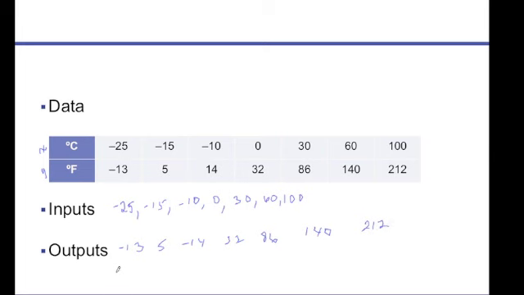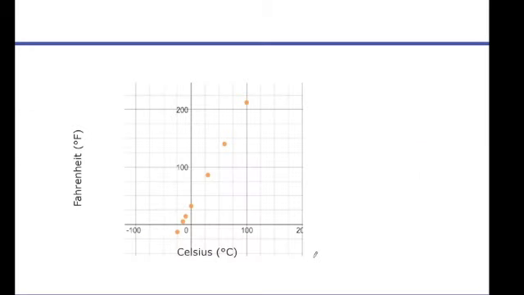We can write these as ordered pairs. We would start out with -25, -13 as an ordered pair, -15 and 5 would be an ordered pair, -10 and 14 would be an ordered pair, etc. And the next thing we're going to do is graph those ordered pairs. You can see we have graphed these ordered pairs as they go along.